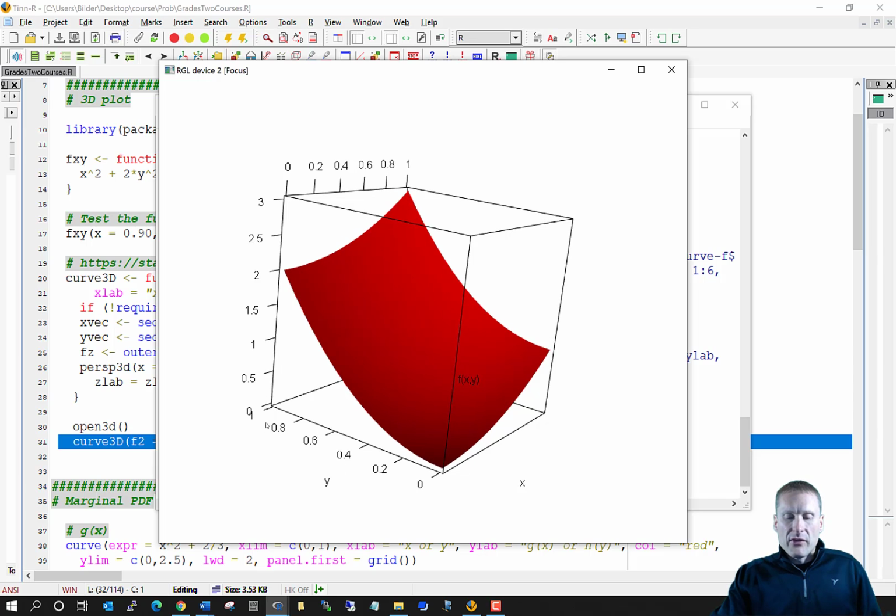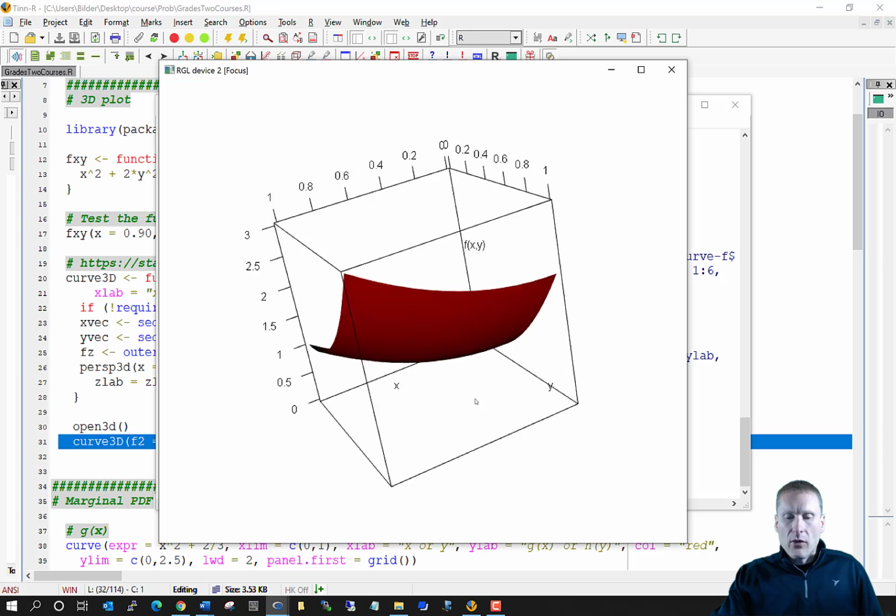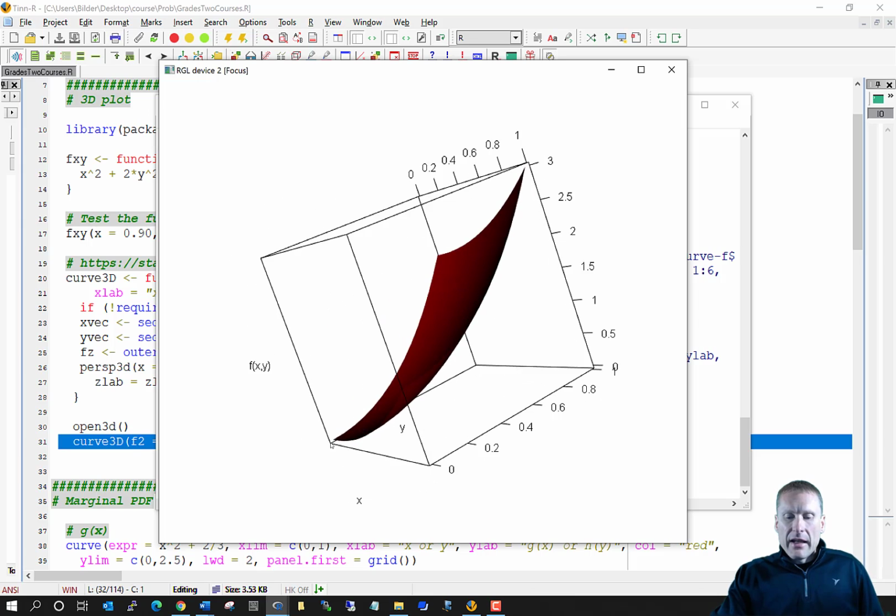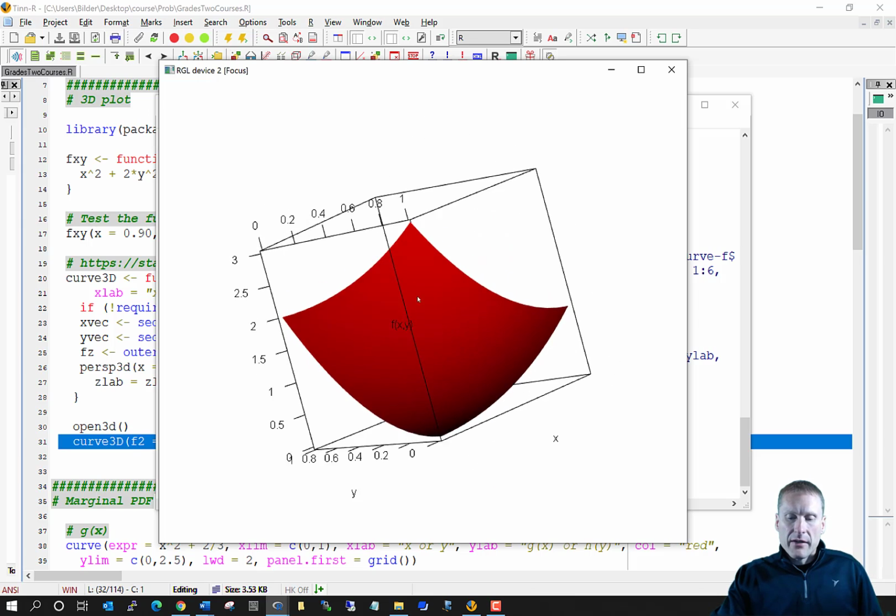Here, where my mouse is, we have the y-axis. Here's where the x-axis is, and then the z-axis goes up. This is what f of x, y is being plotted on. And so I can spin this totally around.